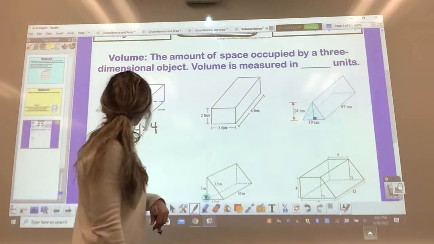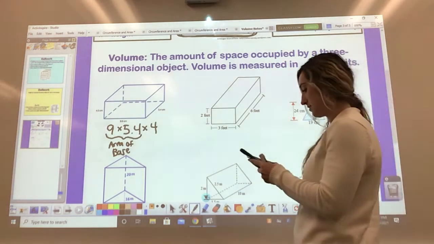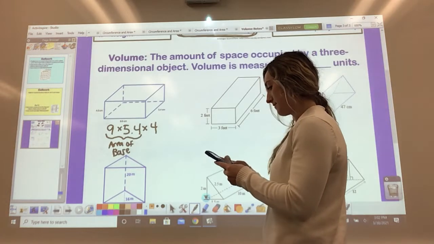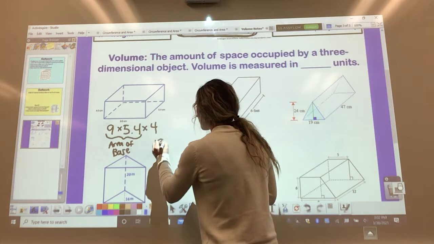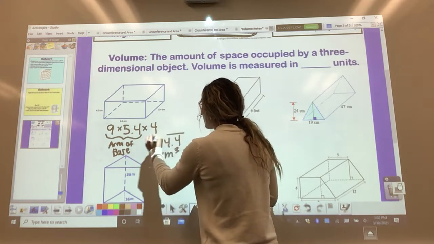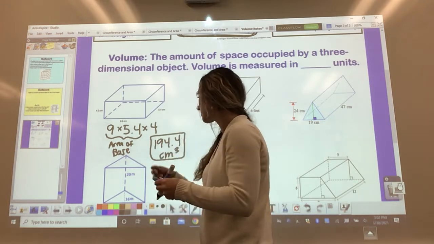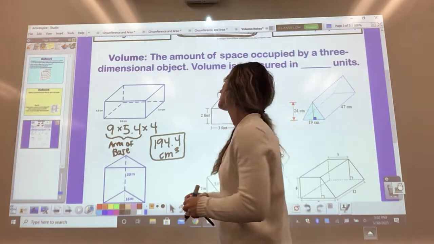So 9 times 5.4 times 4 is 194.4 centimeters cubed. So that's the number of cubic centimeters, the number of little cubes that could fit inside of that object.